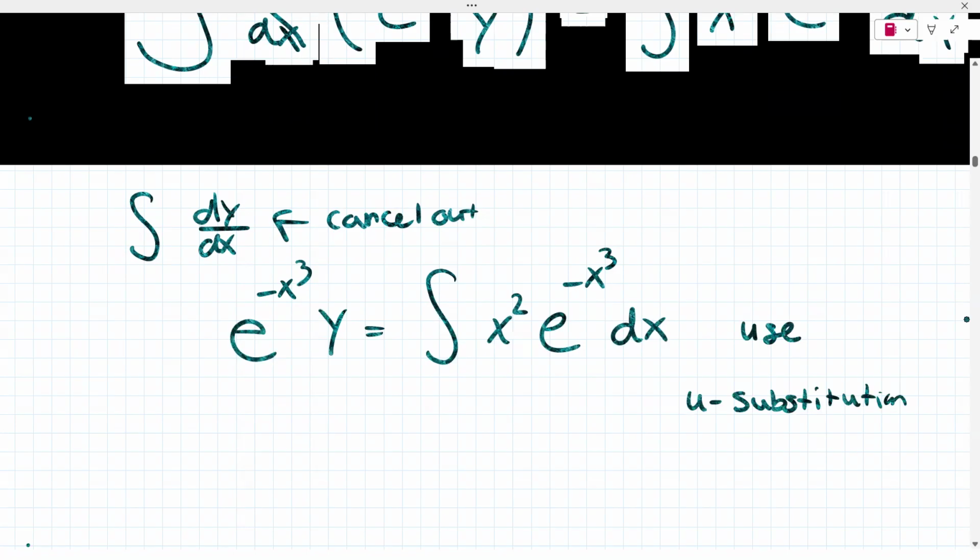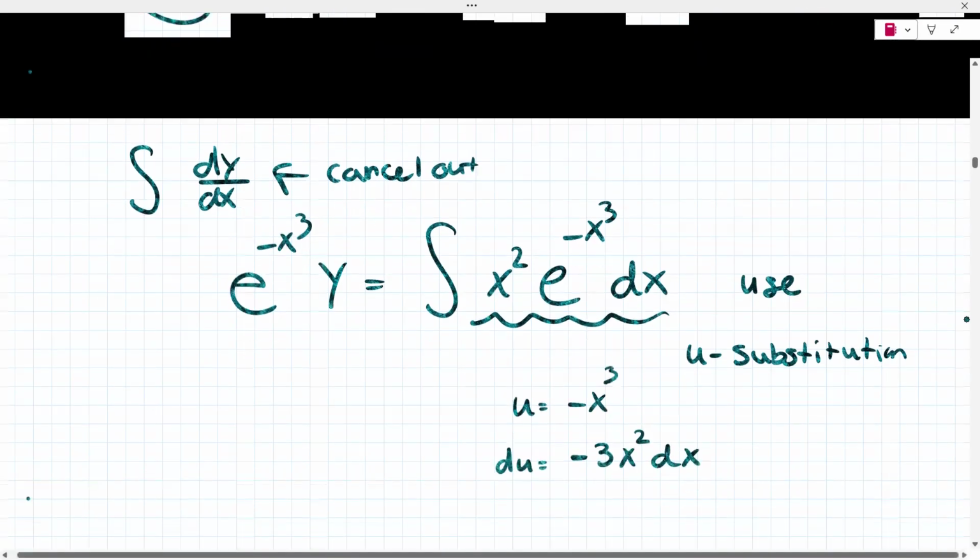So how are we going to take the integration of this? We're not going to use integration by parts, even though there are two multiples. I think you can just get away with using substitution. So what would be our u? Our u would be negative x cubed. My du would be negative 3x squared dx.